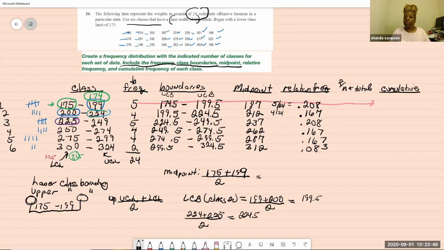So the cumulative frequency is going to start with 5, right? And then I'm going to add the next number, which is 4. 5 plus 4 is 9. 9 plus 5 is 14. 14 plus 4 is 18. 18 plus 4 is 22. And 22 plus 2 is 24.